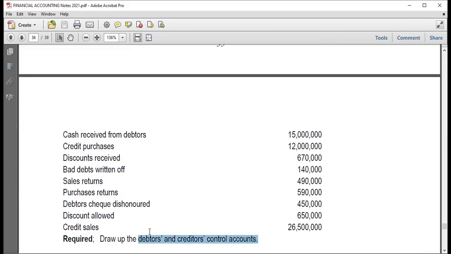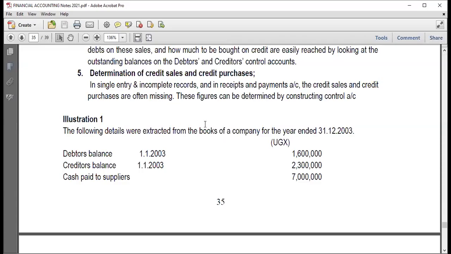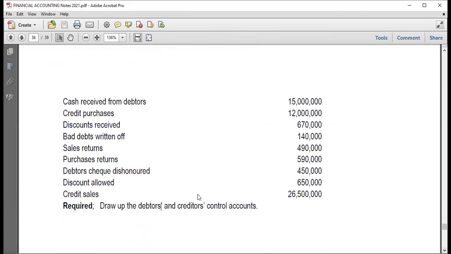And basically the principle here is very simple. Basically, all that you're going to do is to input this information as it is given, okay? So what I'll just basically do, I just find out what is this company. Okay, this is books of a company. So you just talked of a company. This is an illustration. So I want to draw up a debtors control account, okay?